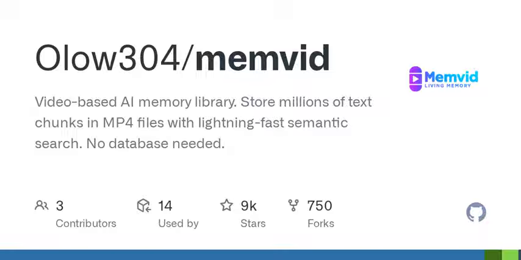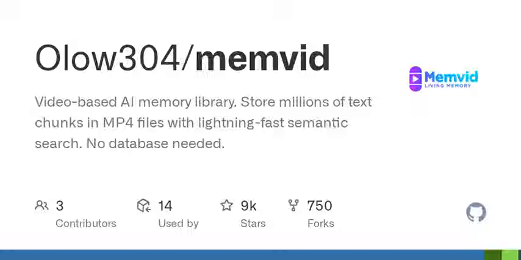Not at all, memvid compresses everything into MP4 files, making it 5,100 times smaller than traditional storage. Wait, so they're using video compression to store text data. That's unexpected. I know, right? They turn text chunks into QR codes packed into video frames.